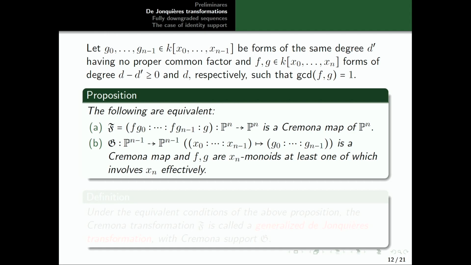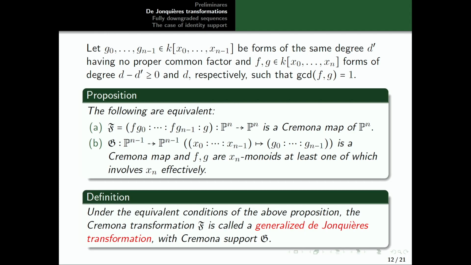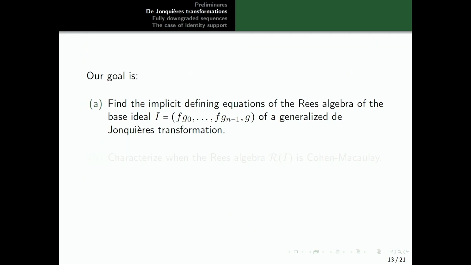With this proposition, we have the definition of generalized de Jonquière transformations. Our goal is to find the implicit defining equations of the Rees algebra of the base ideal I of the Jonquière map, and to characterize when the Rees algebra of I is Cohen-Macaulay.